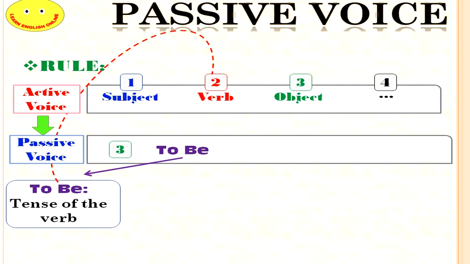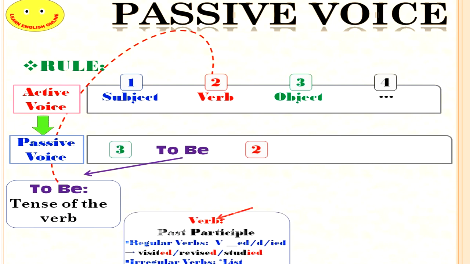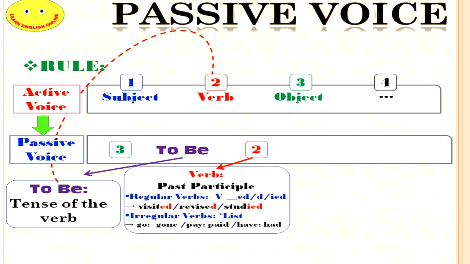If the verb in the active voice is in simple present, to be must be in simple present. If the verb in the active voice is in simple past, to be must be in simple past. If the verb in the active voice is in the future simple, to be must be in the future simple. If the verb in the active voice is in bare infinitive, to be must also be in bare infinitive. Okay? So we don't have one form for the verb to be. Next is number 2. And it is important to mention that the verb, which is number 2, we change it. Okay? It becomes the past participle.